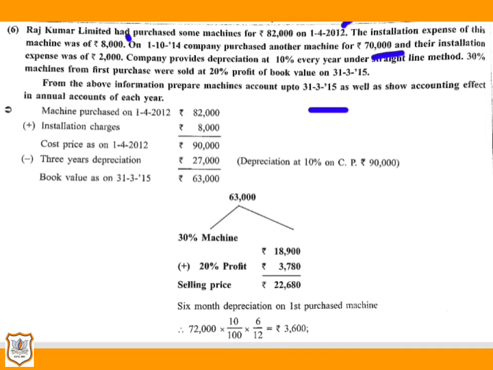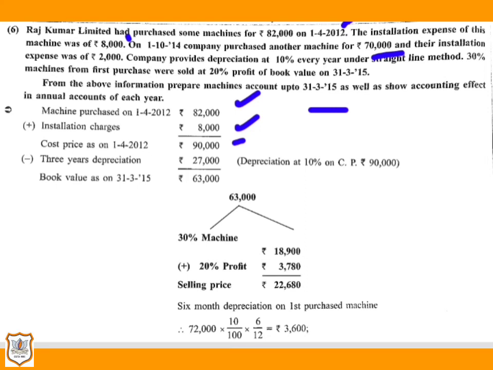Here, the machine purchased on 1st April 2012 is 82,000 and the installation expense is also given, which we will add to the purchase price, that is 8,000. So 82,000 plus 8,000 comes to 90,000. As this is the straight line method, under this method we will calculate depreciation on cost price. So here 3 years depreciation comes to 27,000. That is, cost price is 90,000 and 10% depreciation comes to 9,000, and if we multiply it by 3 years, we will get 27,000.